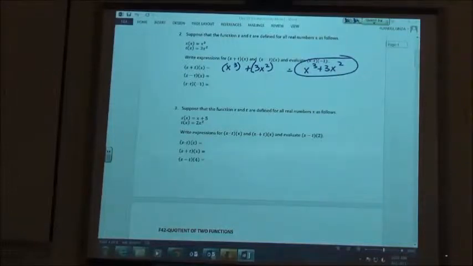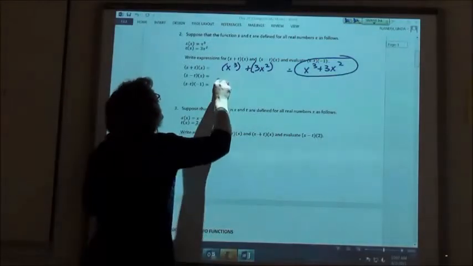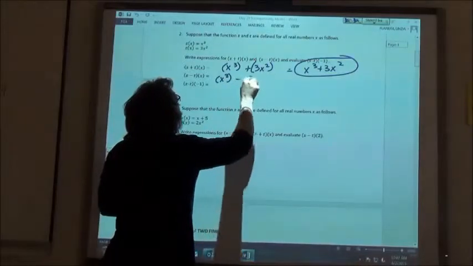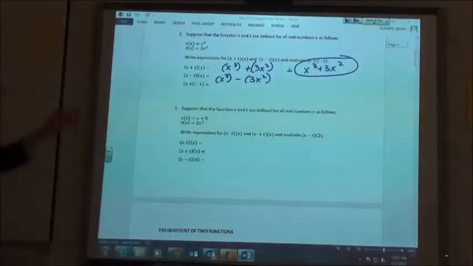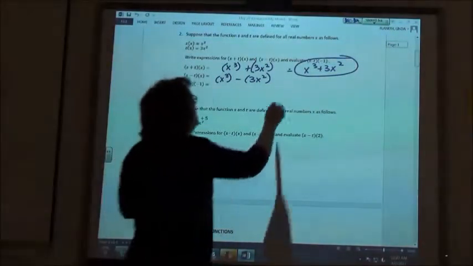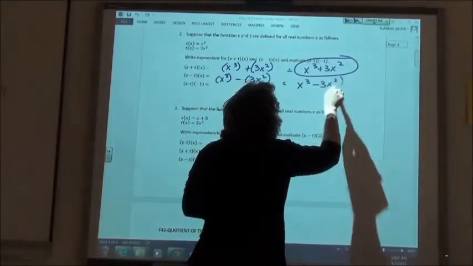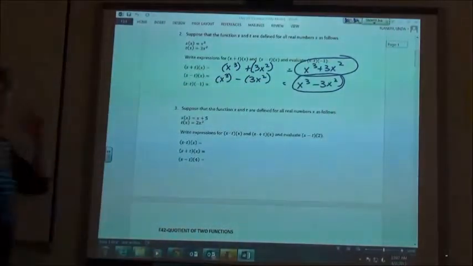So on the second one, what are we going to do? We're going to go x to the third minus 3x squared. And again, I can't really subtract those. They're not like terms. I'm just going to get rid of the parentheses. So x to the third minus 3x squared. That's going to be my answer.